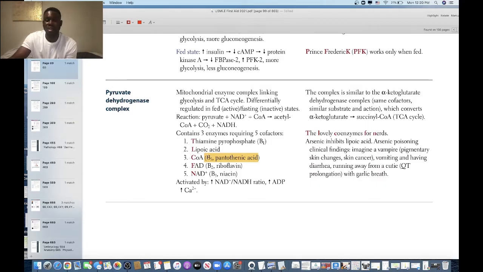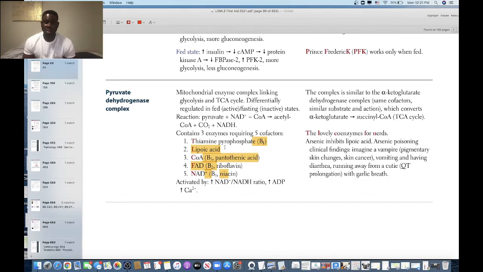Sometimes they ask about coenzyme A, and then they want you to know what it does. And then we have FAD as part of vitamin B2, and then we have B3 in it, niacin. So we have B1, B2, B3, B5, and lipoic acid. The only thing that is not here is B4, right? So B1, B2, B3, B5, and lipoic acid make up the pyruvate dehydrogenase complex.